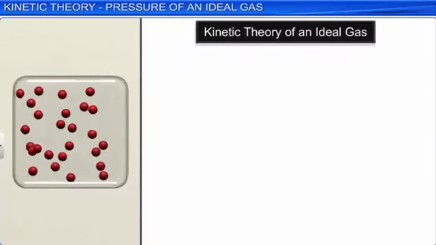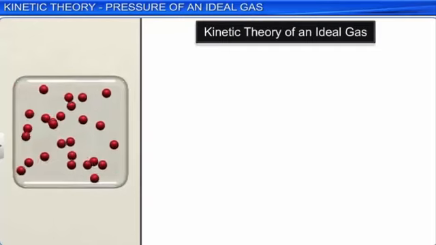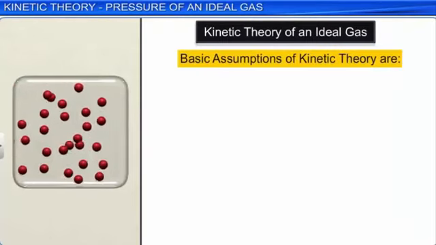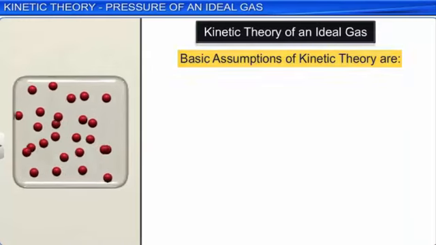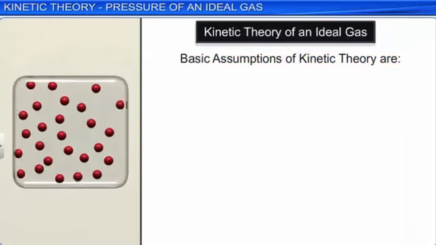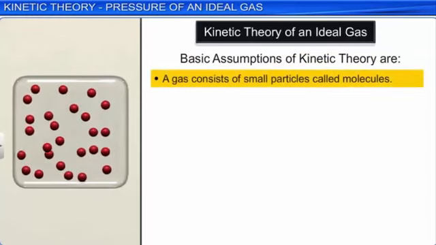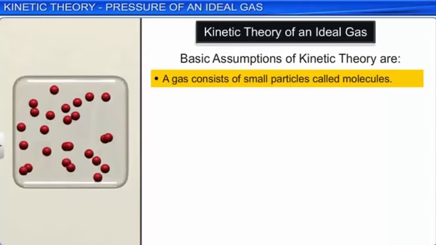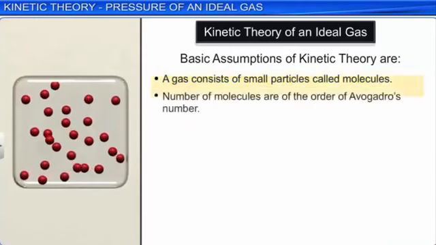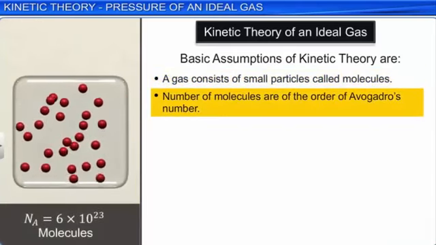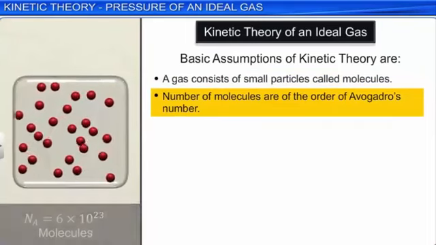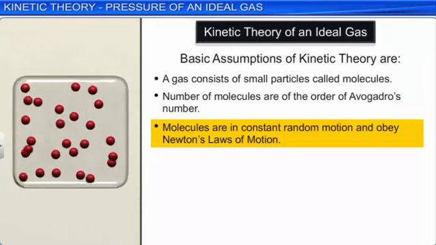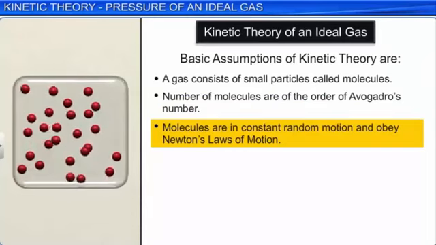From the microscopic point of view, an ideal gas is defined by making the following assumptions based on the kinetic theory of gases. The postulates are: a gas consists of a large number of small particles called molecules. The number of molecules is of the order of Avogadro's number. The molecules are in constant random motion and obey Newton's laws of motion.